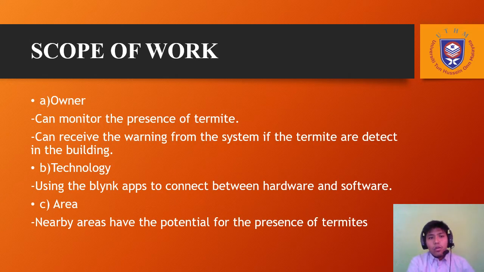Okay, for the scope of work, first, the owner can monitor the presence of termites, and second, can receive the warning from the system if termites are detected in the building. And for the technology, using Blynk to connect between hardware and software. Okay, for the area, we focus on nearby areas that have the potential for the presence of termites.